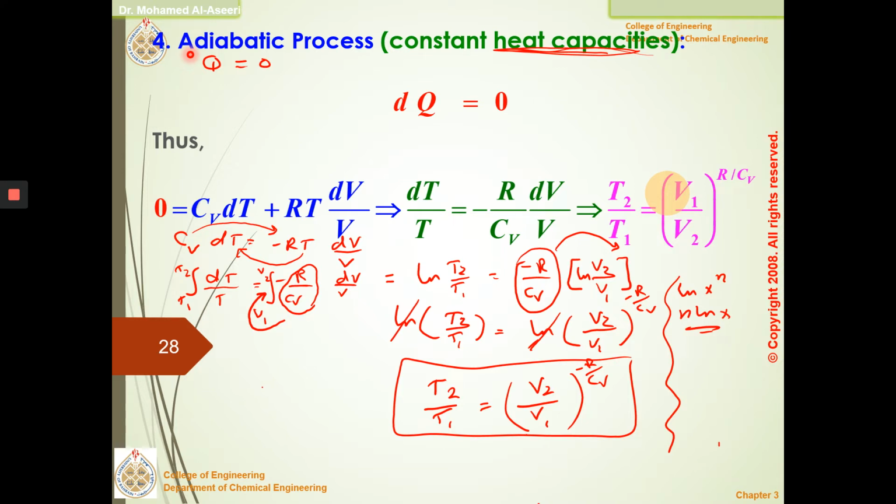Previously, when it was isothermal, we said T1 is equal to T2. Wonderful. When it was isobaric, we said P1 is equal to P2. Excellent. When it was isochoric, we said V1 is equal to V2. Fabulous. But here, when it is adiabatic, what is the relationship between pressure, volume, and temperature? We don't know. And this is exactly what I'm doing now. I'm trying to give you equations that relate temperature and volume, temperature and pressure, pressure and volume. I hope this is clear for you.